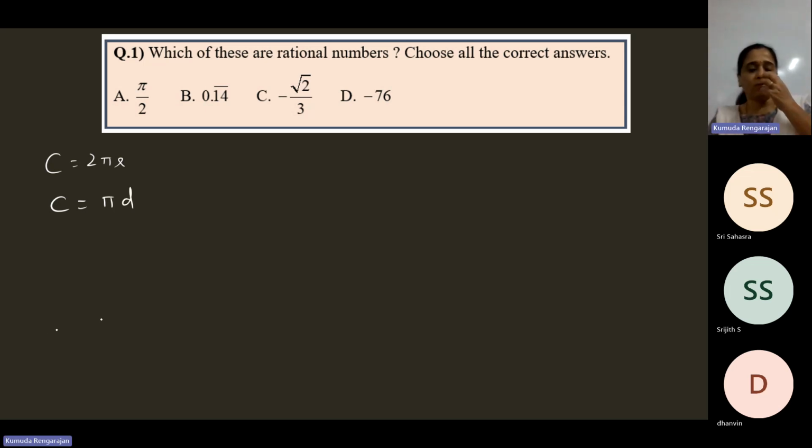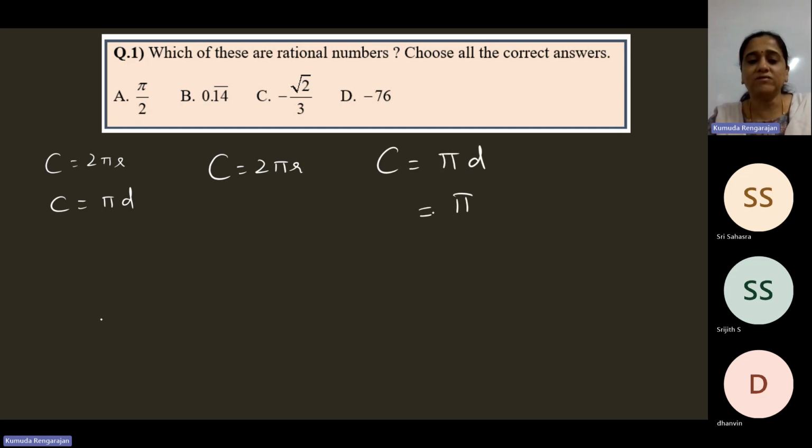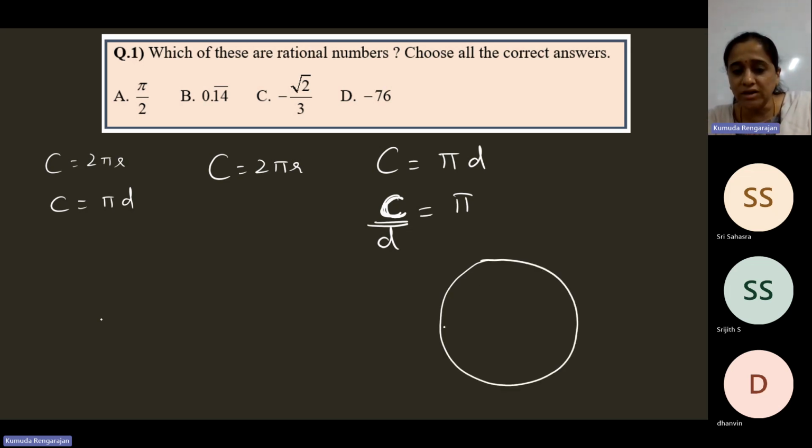Okay, so if you know this formula, circumference of a circle is given by the formula 2 pi r, or circumference of a circle is given by the formula pi d. So what is pi? Pi is equal to c by d. So pi is the ratio of the circumference of a circle to its diameter. The ratio of the length of the circle to the diameter of the circle is the value of pi.